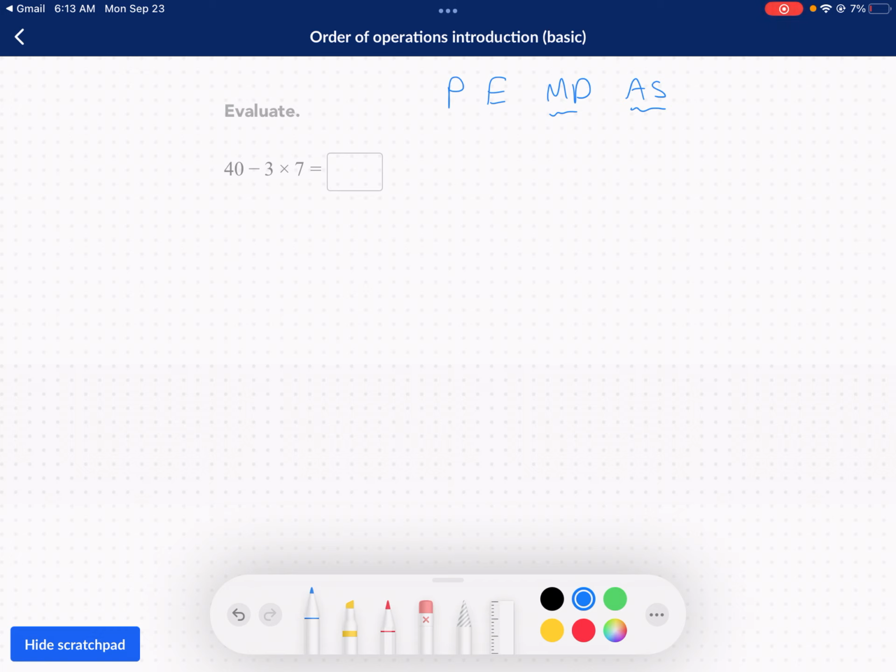Same thing with addition and subtraction. They're not more important than either one. You're not going to do addition before subtraction, only if it appears first. So we're going to look at this particular problem. We have a couple operations going on.